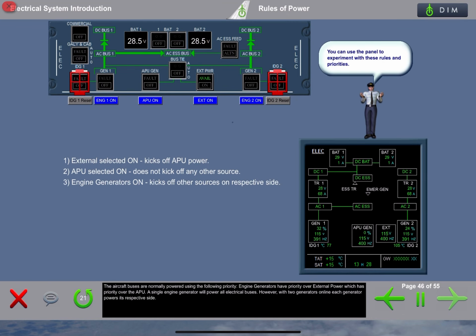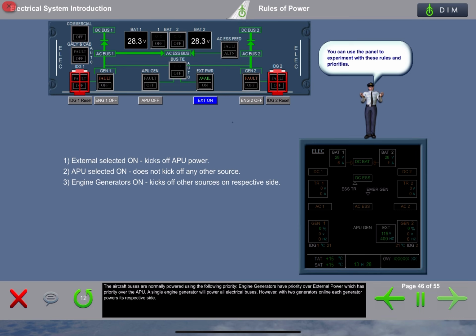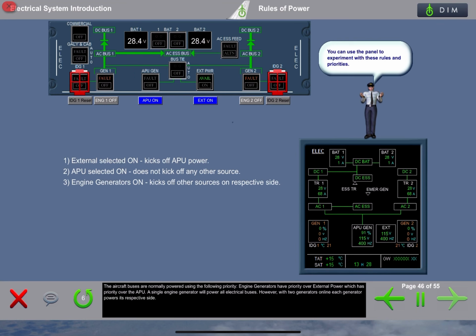The aircraft buses are normally powered using the following priority. Engine generators have priority over external power, which has priority over the APU. A single engine generator will power all electrical buses. However, with two generators online, each generator powers its respective side.